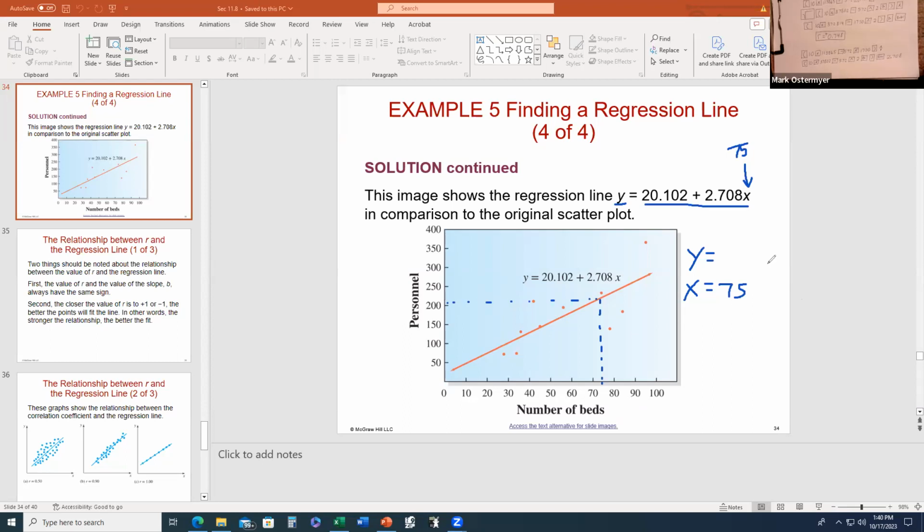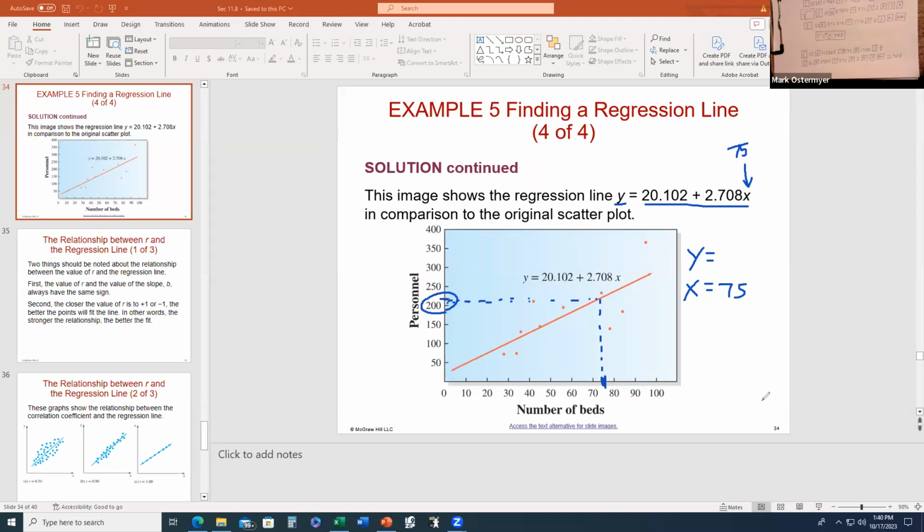Is anybody getting somewhere like maybe 225, or 210, or 223? You can see it from the graph, can't you? If you've got 75 hospital beds right here, you project it up, you hit the least squares regression line, project it horizontally back to the y-axis and read off that value. Yeah, it looks like about 223, right about there. It's a little bit larger than 200.